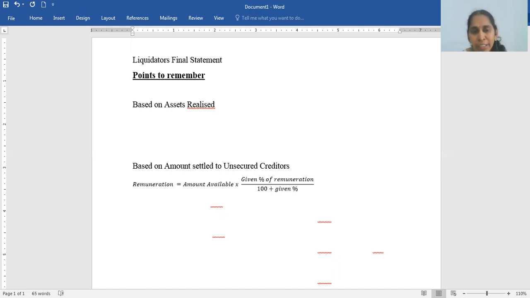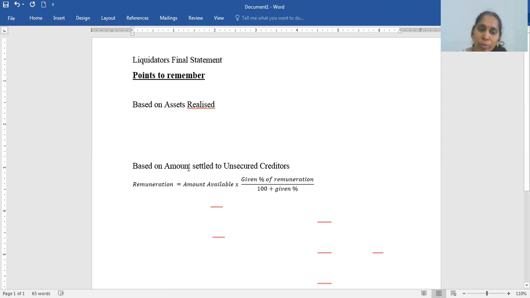Sometimes it will be given in the problem itself, including cash, then you can take the cash. Or they may give an assets realized heading, under which some of the asset amounts as well as the cash are given, then you can take cash also. Otherwise, based on assets realized means we are not supposed to include the cash. You have to take only the amount of assets realized multiplied by the given percentage. This is a very important step for remuneration based on assets.